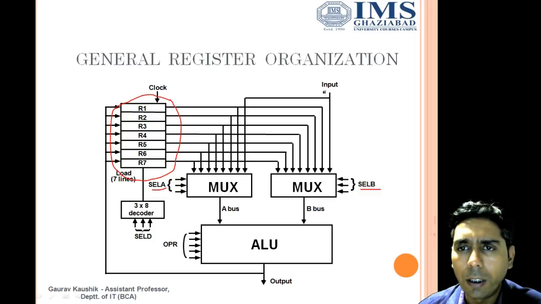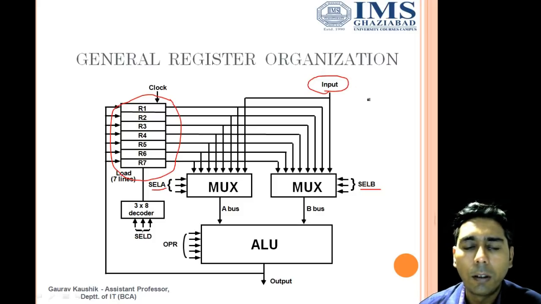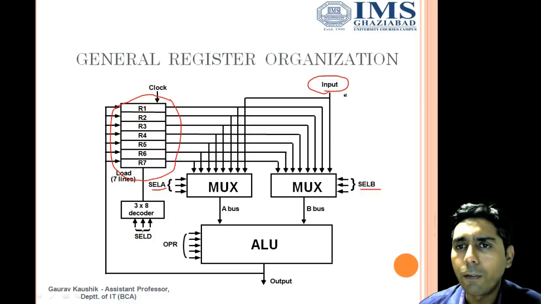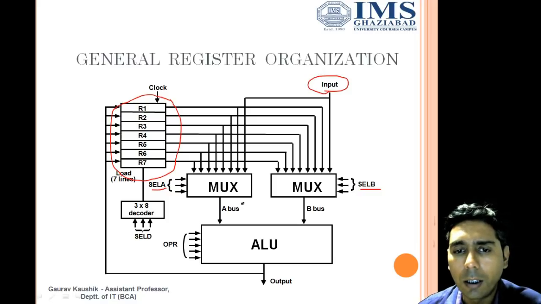Apart from these, there is one input line also, which is used to provide input data from the peripheral device to the multiplexers. So either from these 7 registers or from the input device, the data is provided to the multiplexers, and on the basis of the instruction the data will be provided to the ALU.